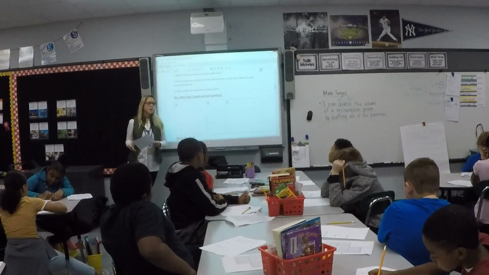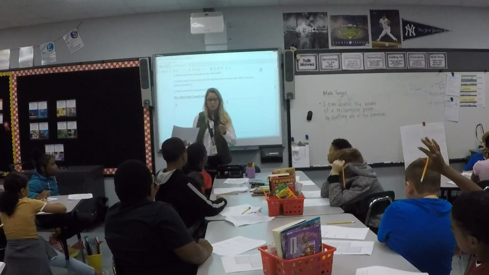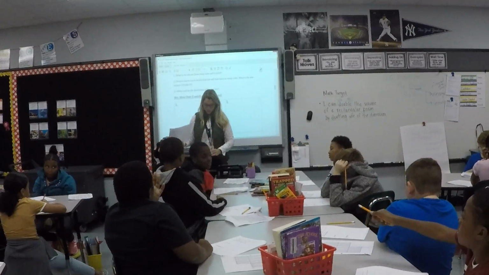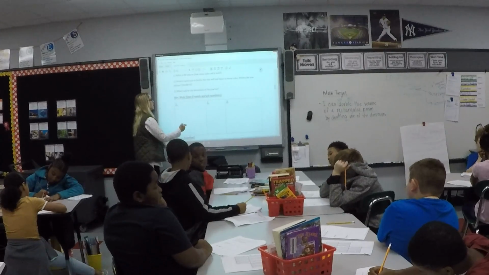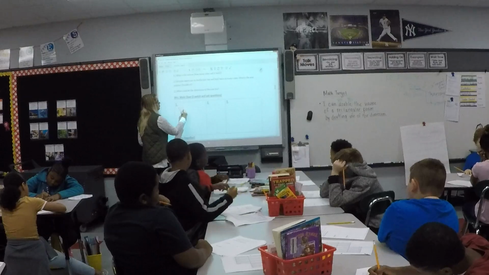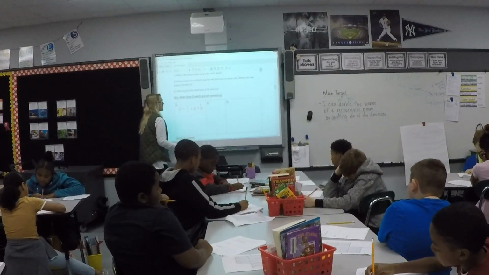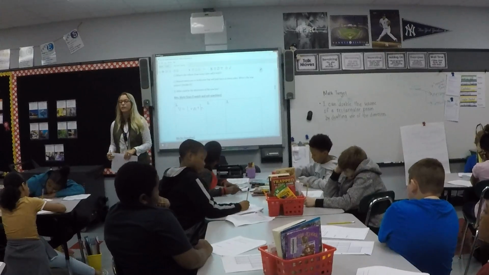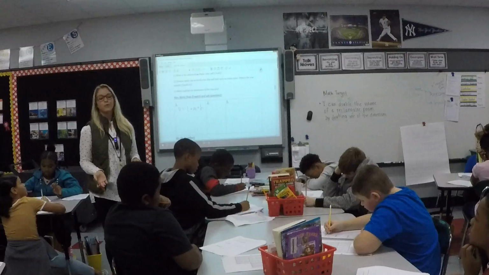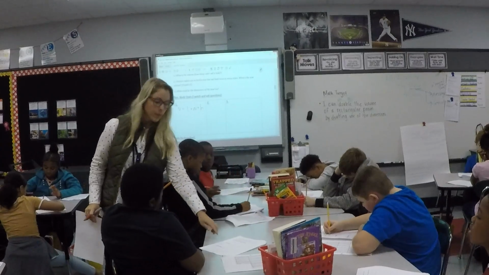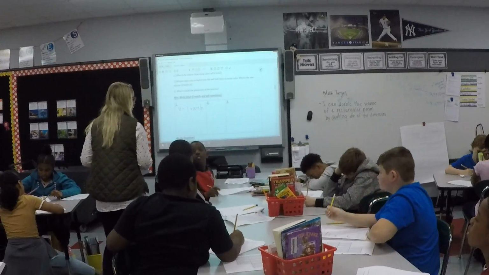What is my formula for volume? Fabulous. So volume equals length times width times height. So should we all be writing this down? Yes. Guess what Mrs. Chandler in 6th grade makes the 6th graders do? Write the formulas. So write your formula: volume equals length times width times height. Are you ready?